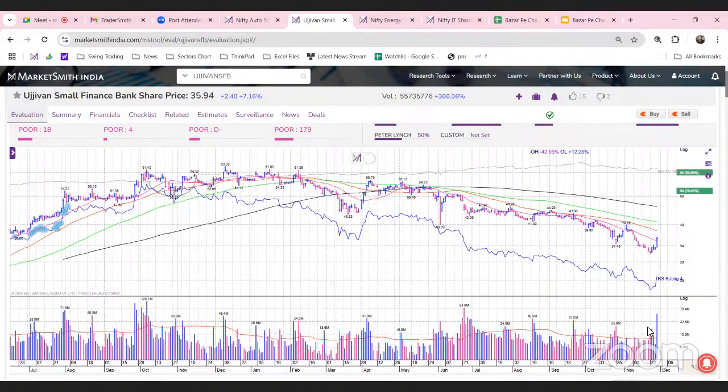But yes, if someone really loves to do bottom fishing, then maybe stop loss will be 32 rupees, and short-term target maybe around 39-40, mid-term target around 42 kind of zone in this particular stock. But yes, quite risky, no doubt at all.